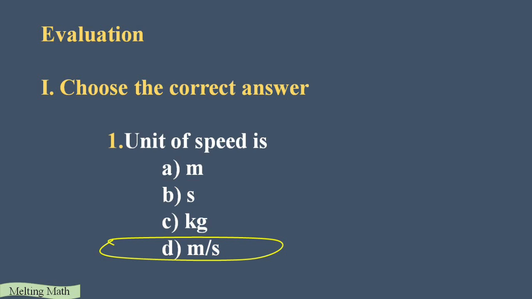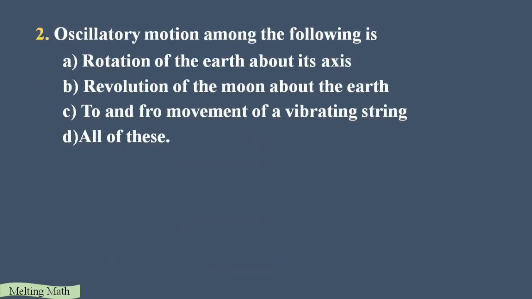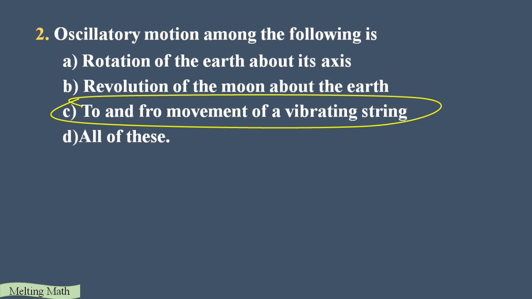Okay. Next is the second one. Oscillatory motion among the following is. They are asking the oscillatory motion. So let's see option A. Rotation of the earth about its axis. It's rotatory motion, so it's not the answer. Option B, revolution of the moon around the earth. It's a circular motion. This is also not a correct answer. Option C, to and fro movement of a vibrating string. So this is the correct answer for the oscillatory motion.